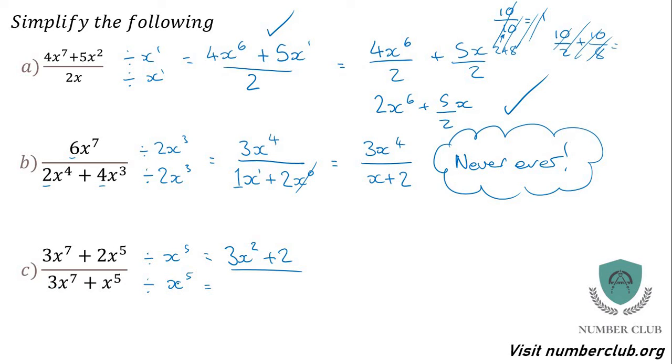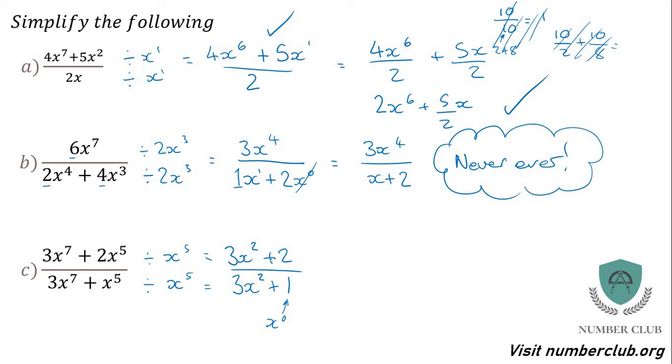We've got x to the power of 7 divided by x to the 5 is going to be 3x squared. And x to the power of 5 divided by x to the power of 5 is going to be x to the power of 0, which is 1. Okay, that there was x to the power of 0, which we know is 1.